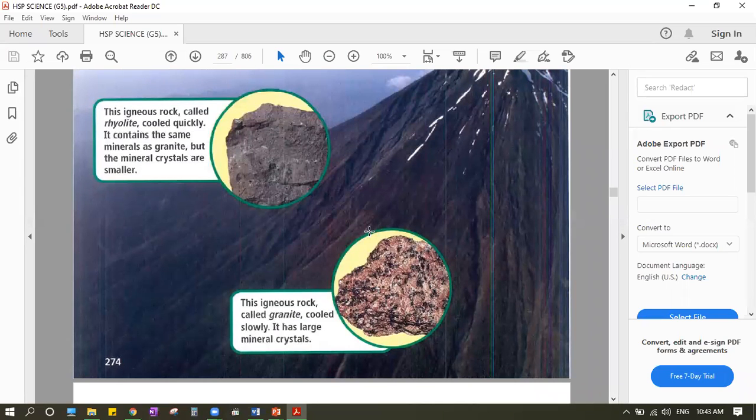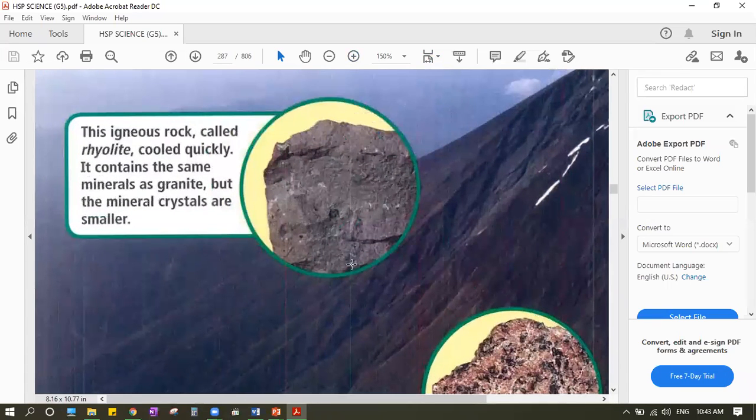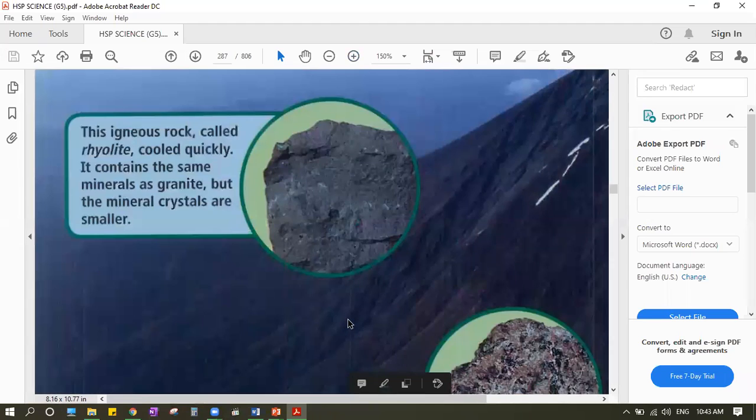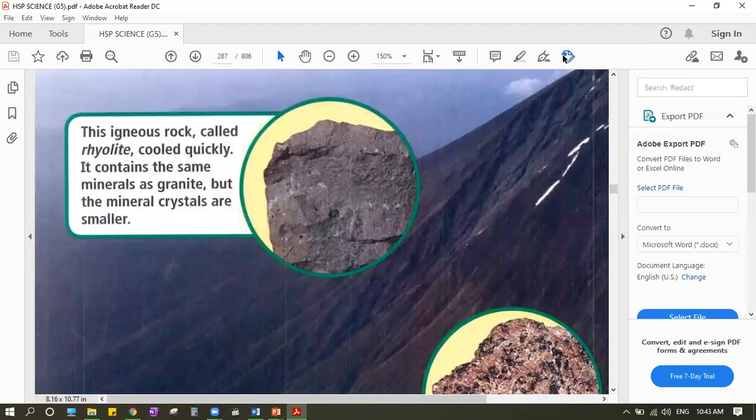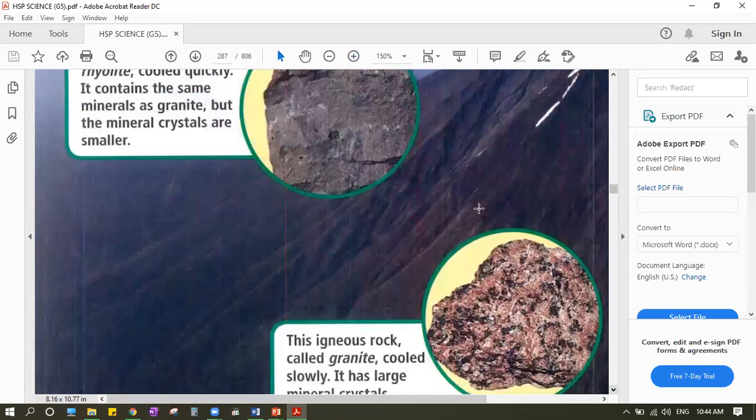Intrusive means inside the earth, which will take a longer time to cool down, so it will cause crystals to be made, like granite. Crystals to be bigger. Yes, guys. Those 2 rocks in front of you now, basically they are made up of the same minerals, but one of them cooled so fast, and one of them took time to cool down.